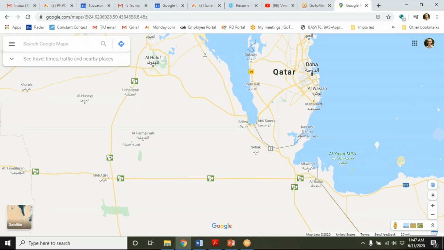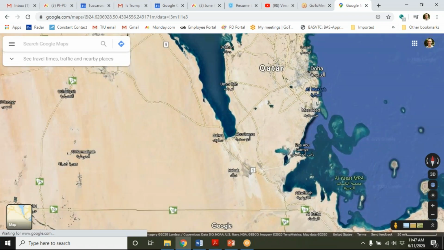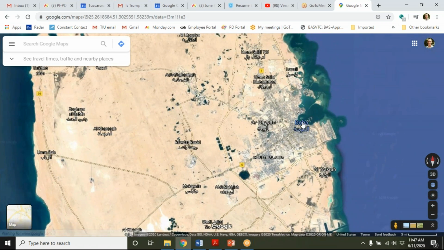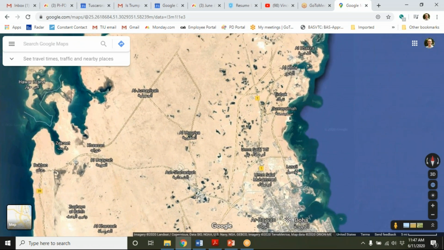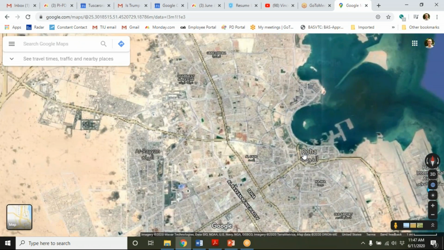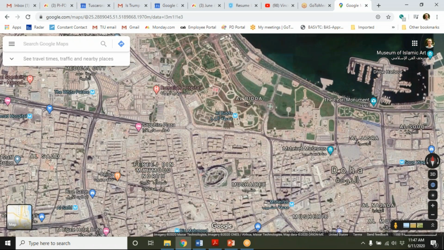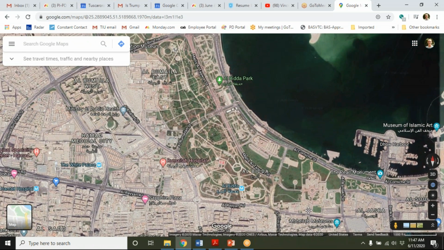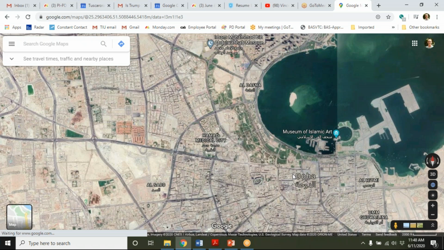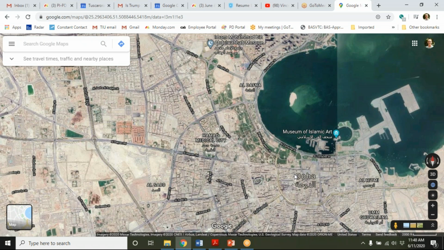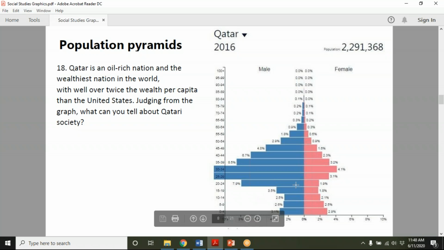Okay, let me see where we are. Here's the satellite image. It's all desert. Okay, you have Doha. These are just all Arabic. So probably in that country, it's more popular to be a man than a woman. I don't know what women's life looks like there, but it looks like women don't want to move to that country.